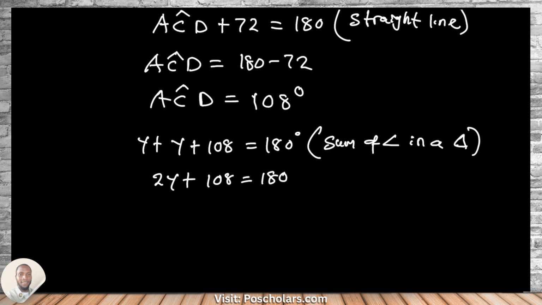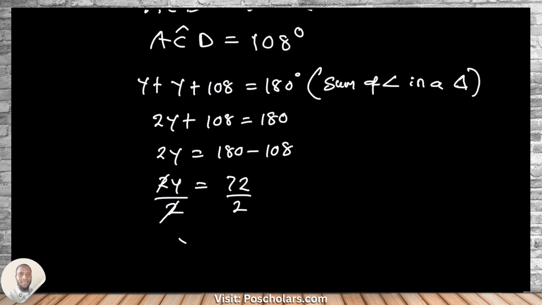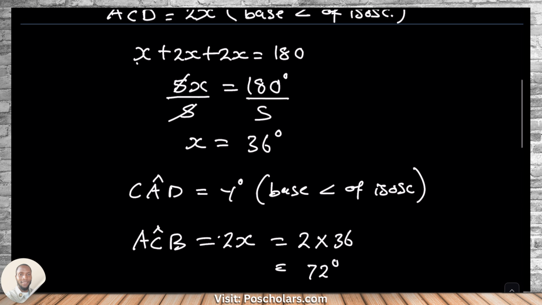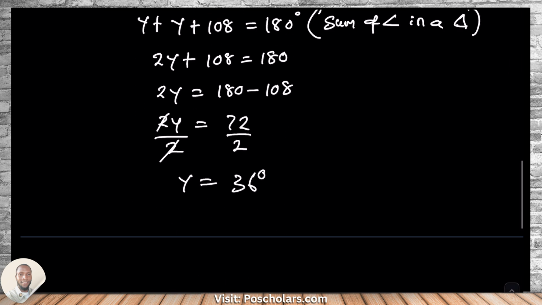Then we have to subtract 108 from both sides, and when we do that, we have 2y equals 180 minus 108. 2y equals 180 minus 108 gives 72. Now you divide both sides by 2, right? So y, 2 cancels 2, y is equal to 72 divided by 2 gives 36 degrees. Y equals 36 degrees. Now we have gotten the value of x and y, right? So the value of x is 36, you can see it, and the value of y is also 36 degrees. So we have, the proof has been established.